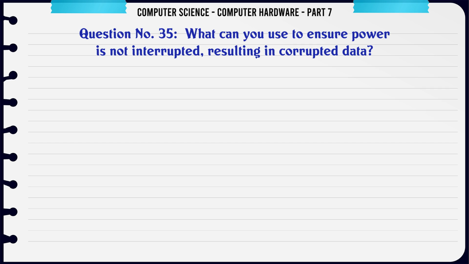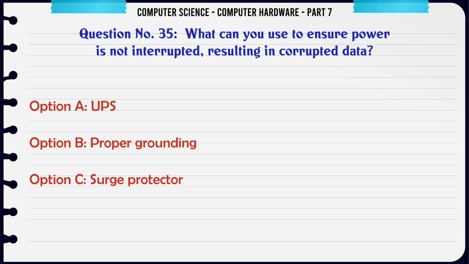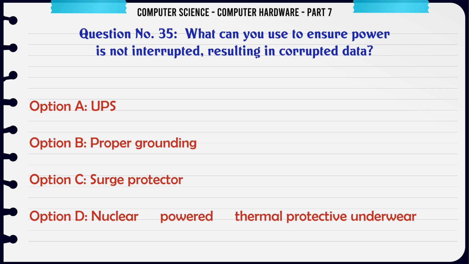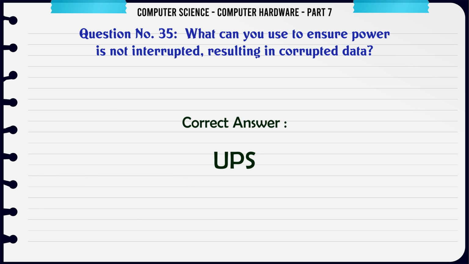What can you use to ensure power is not interrupted, resulting in corrupted data? A. UPS, B. Proper grounding, C. Surge protector, D. Nuclear-powered thermal protective underwear. The correct answer is UPS.